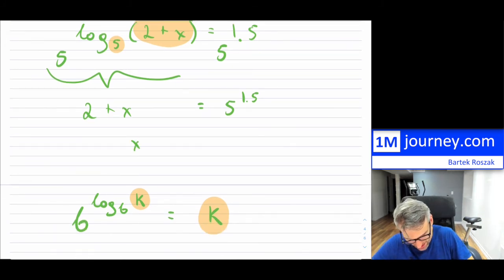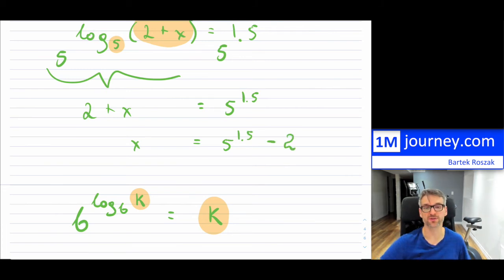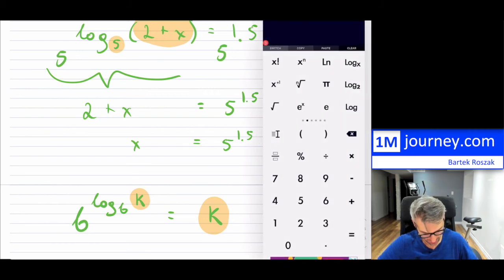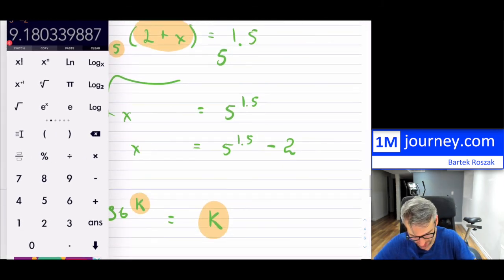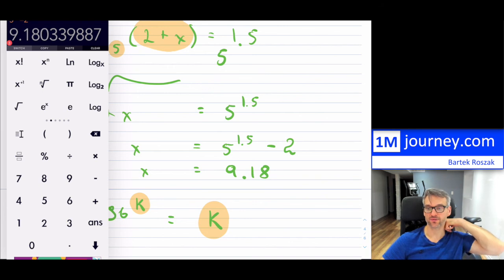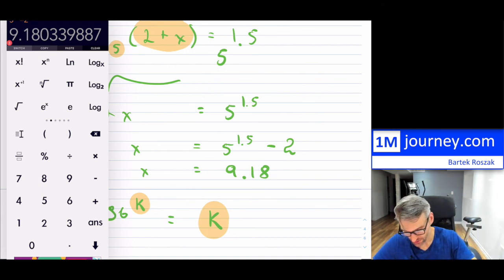Now, x equals 5 to the 1.5. I'm going to bring that 2 to the other side, and I've just solved for x. So x equals 5 to the exponent of 1.5 minus 2. Now that's my answer. They say round to 3 significant figures, so it's going to be 9.18. That's 3 significant figures. So there you have it.